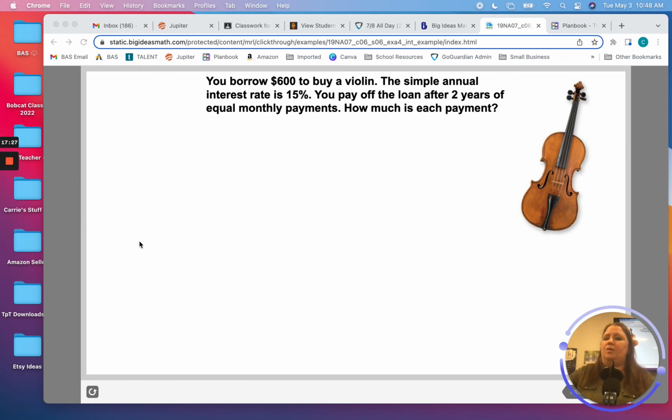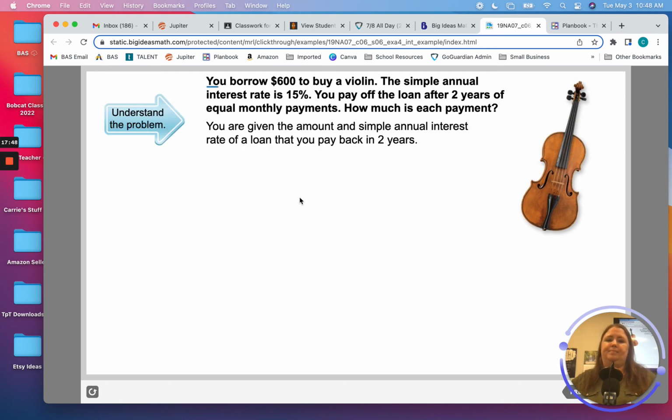So you borrow $600 to buy a violin. So are we making money or borrowing money? You're borrowing, so we're actually going to spend money here. The simple annual interest rate is 15%. You pay off the loan after 2 years of equal monthly payments. How much is each payment? So let's get our formula. I equals PRT.